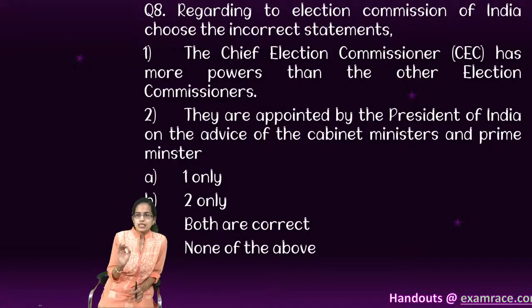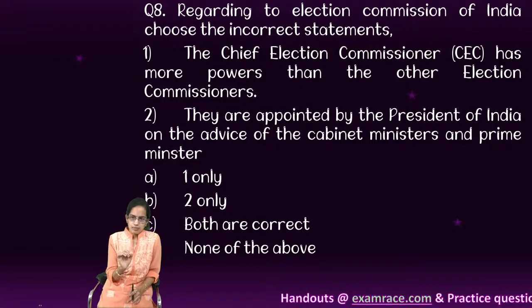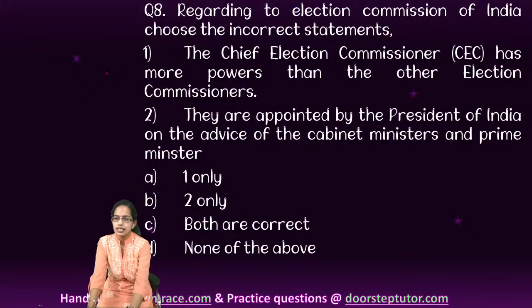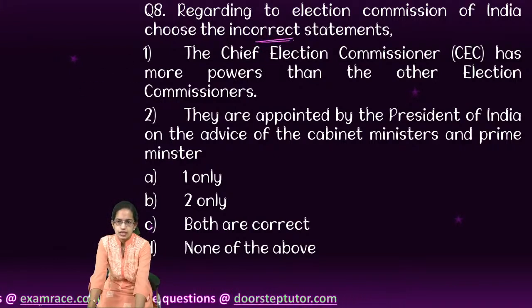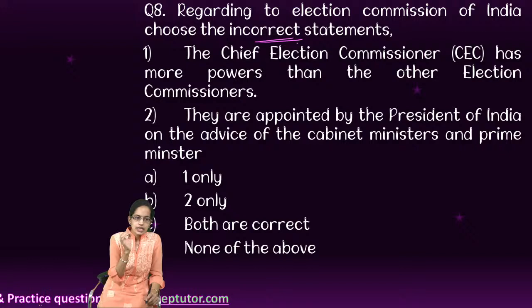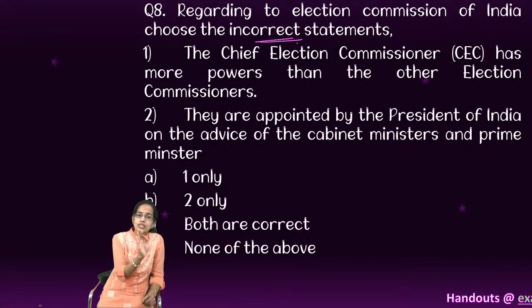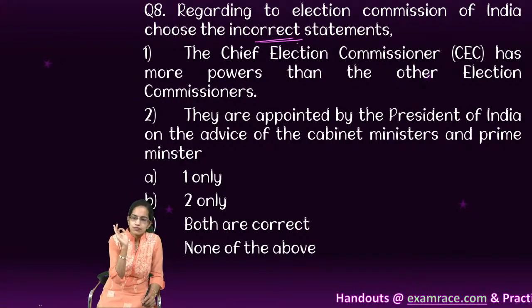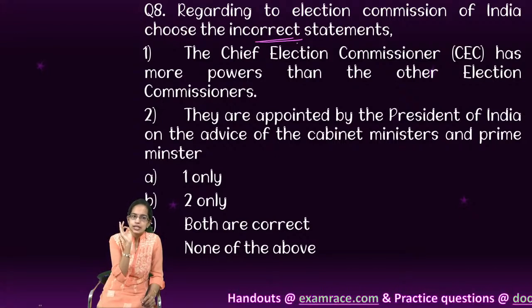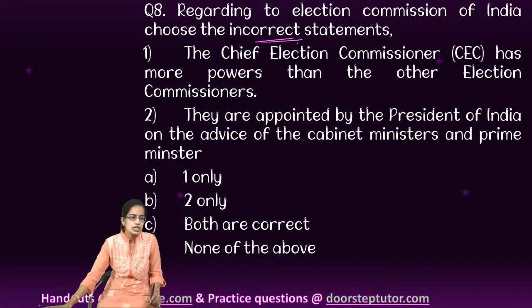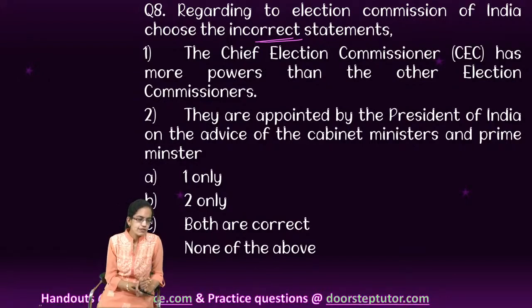The next question talks about the Chief Election Commissioner and asks which of the following statements are incorrect regarding the Chief Election Commissioner. So we have to find out the incorrect statements here. Again, note the sentence formation is exactly as per the NCERTs, so be very particular while you are reading NCERTs. We are asking for incorrect statements, not the correct statements. So looking for correct answers for question number 8.